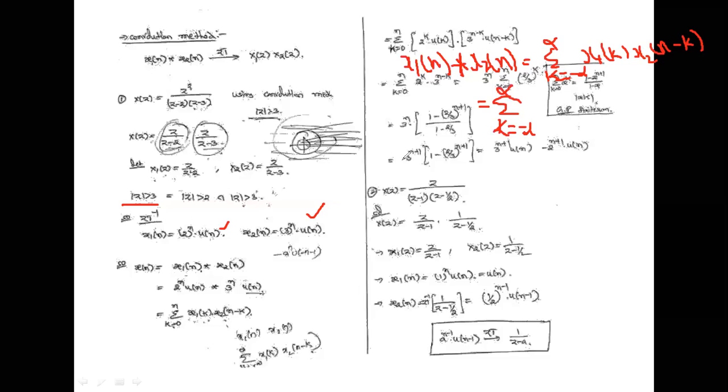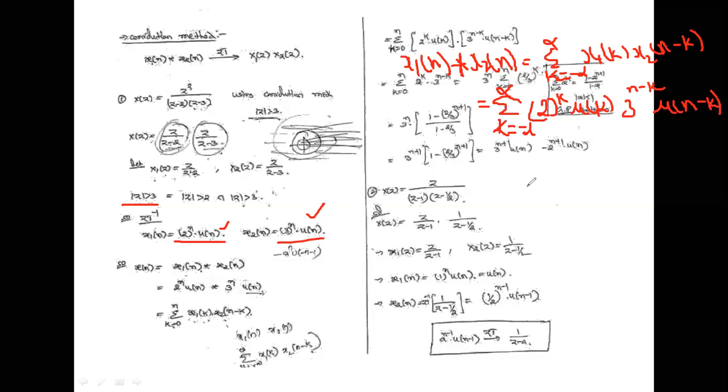So, the sum of k equal to minus infinity to infinity. What is the first one? x1 of n, now the change is as k: 2 power k mu of k. In this 2 power n mu of n, I am changing the variable to k. And x2 of n is 3 power n mu of n. So I write it as 3 power n minus k, because instead of k there is n minus k, mu of n minus k.